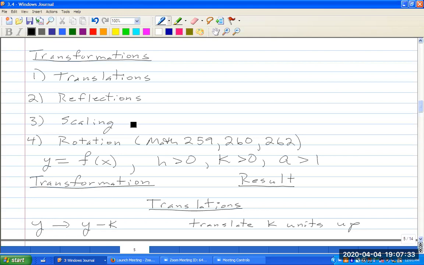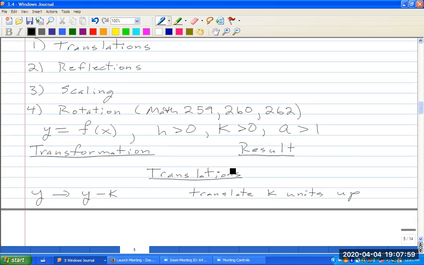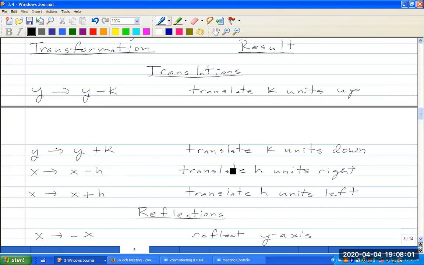So let me discuss each of these 3. Translations, reflections, and scaling for a particular function. Let's say y equal f of x. Let me assume that h is greater than 0, k is greater than 0, and a is greater than 1, so that I don't need to state that further in the things I'm going to be doing. So suppose I have the following transformations. I will then tell you what the results will be.